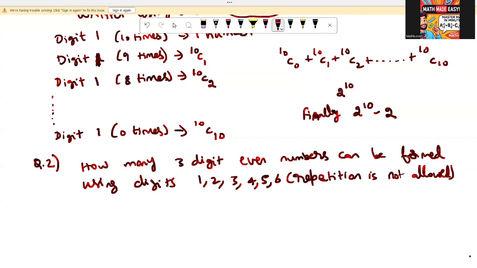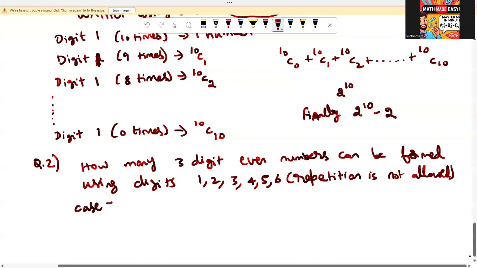Okay. So it's very clear. It's an even number that we are looking out for. So there are only 3 cases that are going to be possible. Case 1, you can have numbers ending in 2. Case 2, you can have numbers ending in 4. Case 3, we can have numbers ending in 6. And digits are not allowed to repeat.